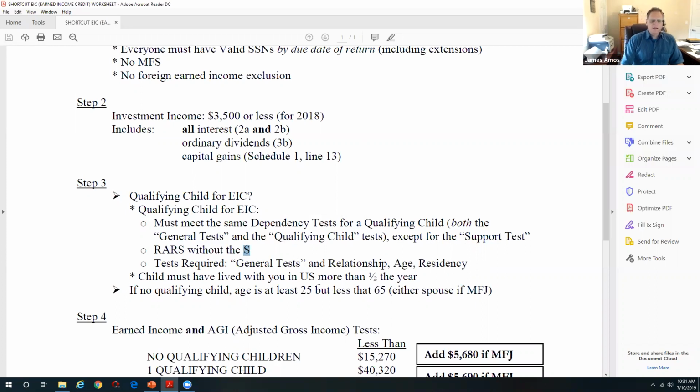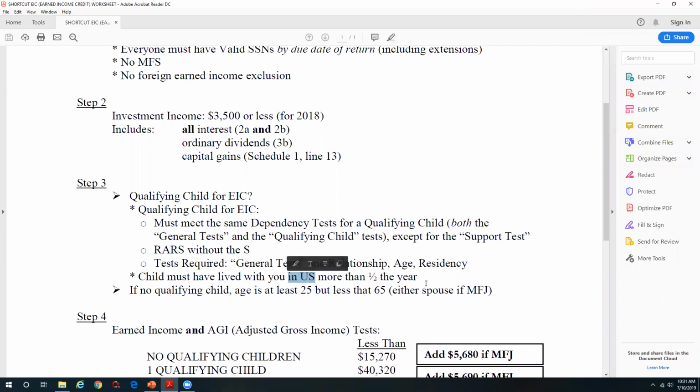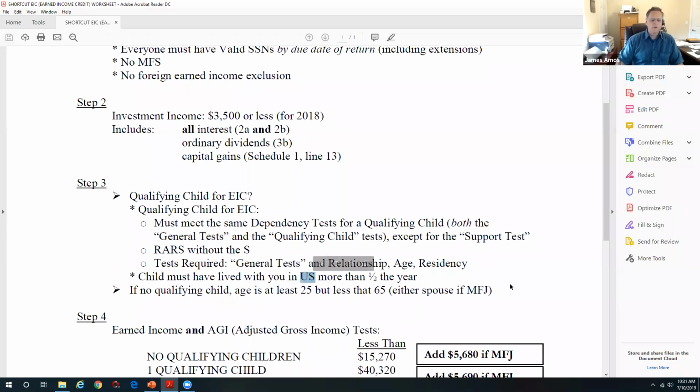Now this is a little bit more. Remember the residency test for the child to be a dependent, the second R, said they had to have lived with you for more than half the year. But for EIC, they have to have lived with you in the US for more than half the year. That's an important point to remember. They have to have lived with you for more than half the year inside of the US.